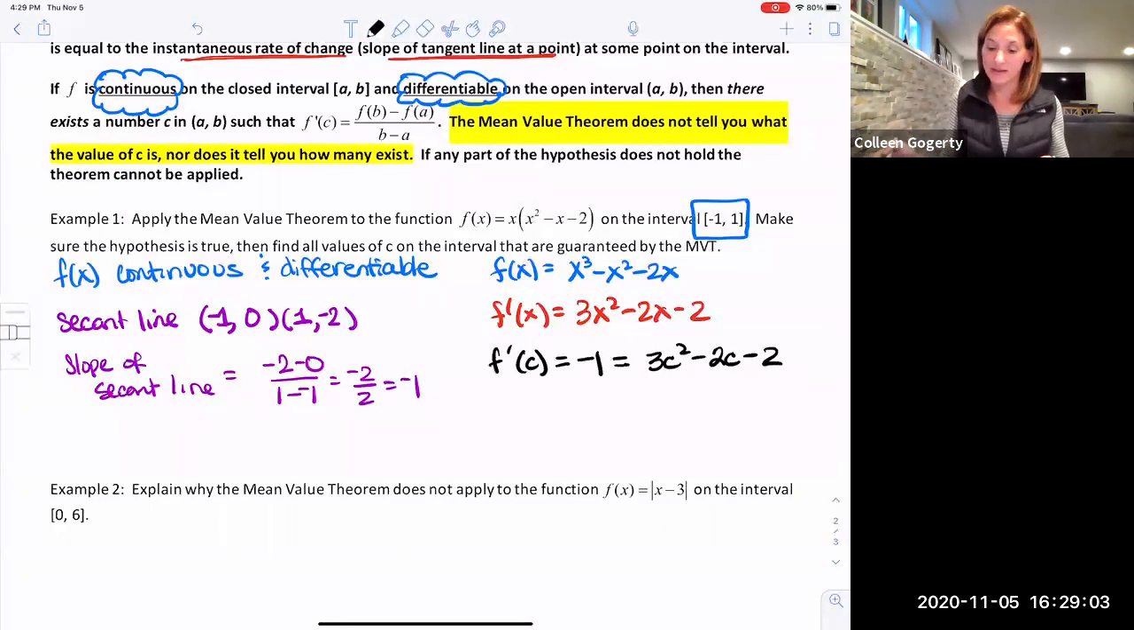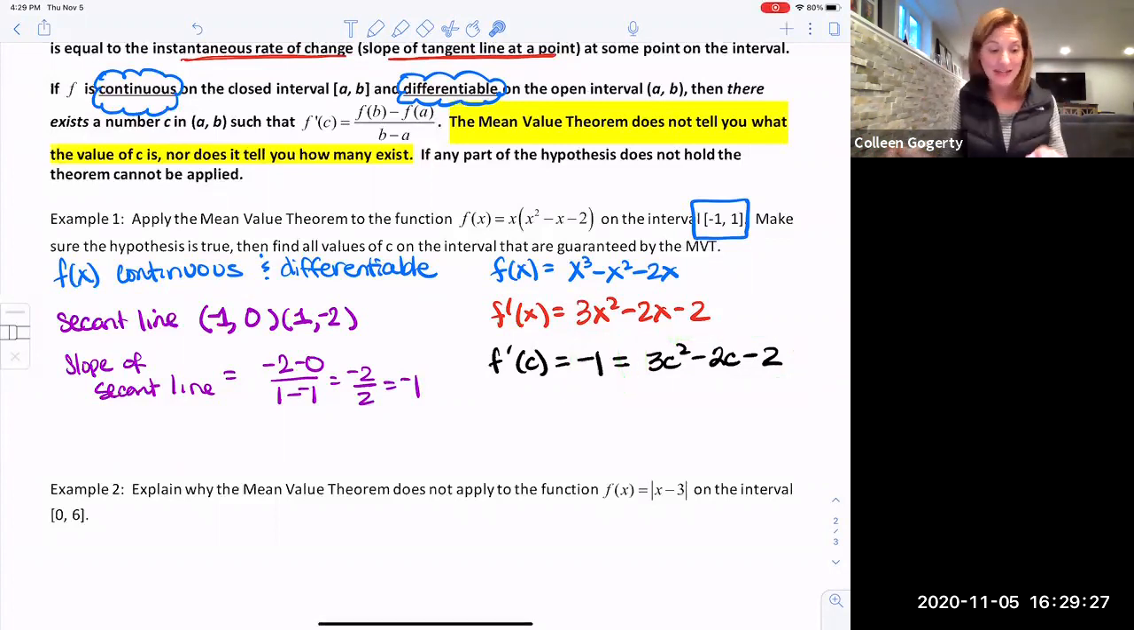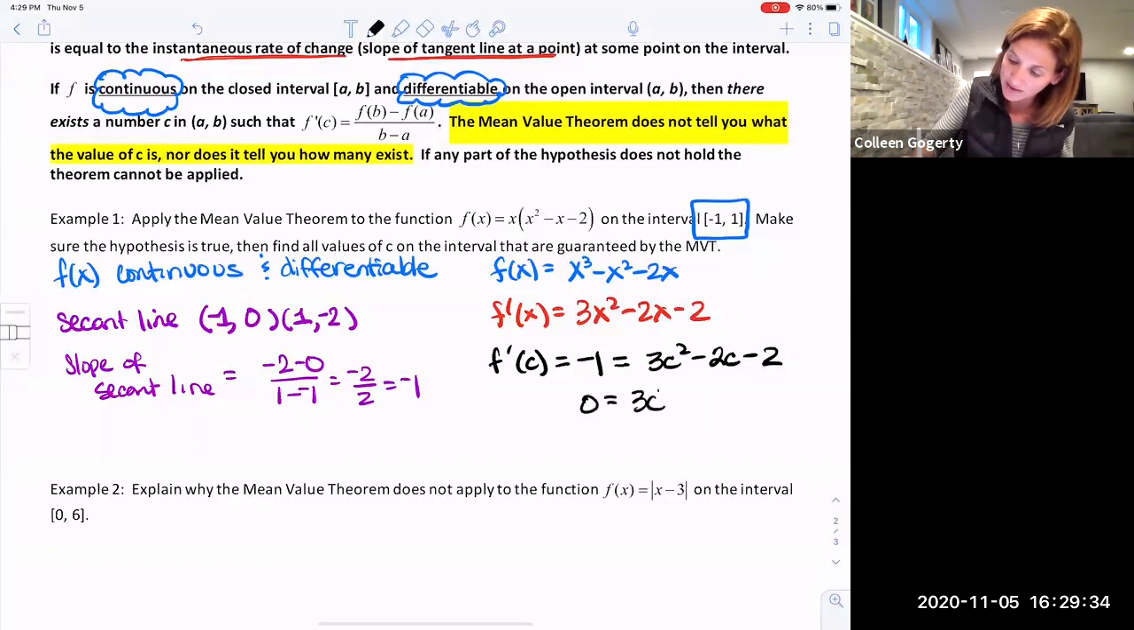Okay, so once again, what does that mean? This is the slope of my secant line, which must be equal to the slope of my tangent line because they're parallel. That's what the mean value theorem is saying. There is a C that exists. There is some point where the slope of the secant line is equivalent to the slope of the tangent line. Now find C. Luckily for us, we've all mastered our algebra. So I'm going to say that 0 is equal to 3c squared minus 2c minus 1.